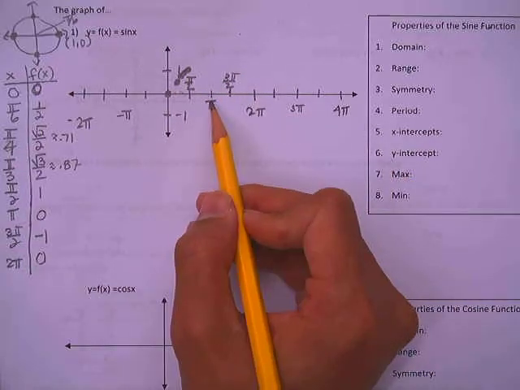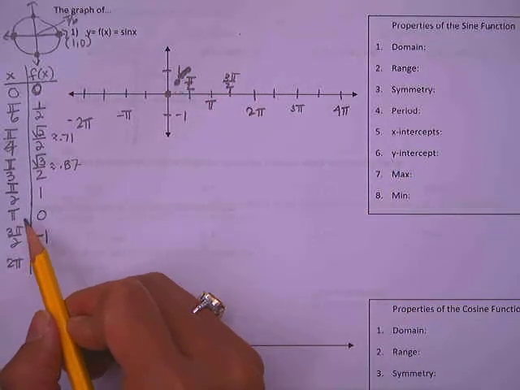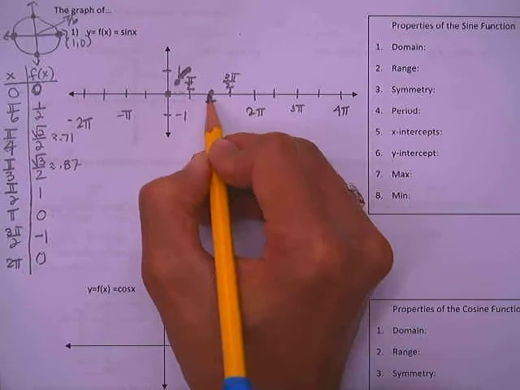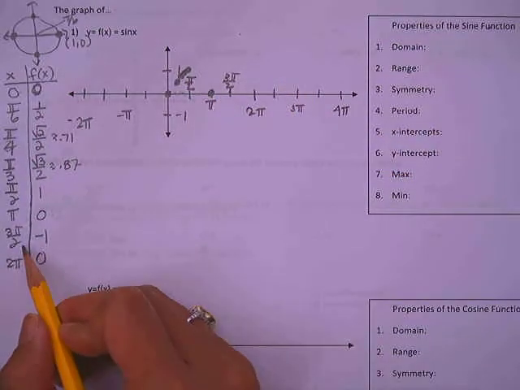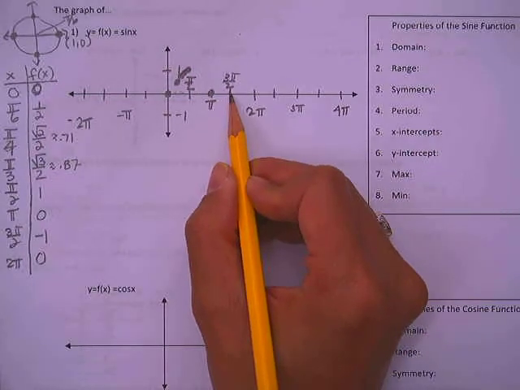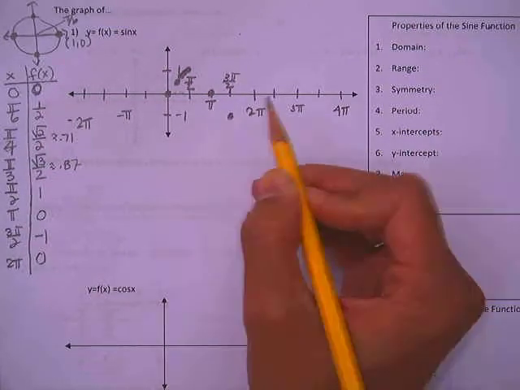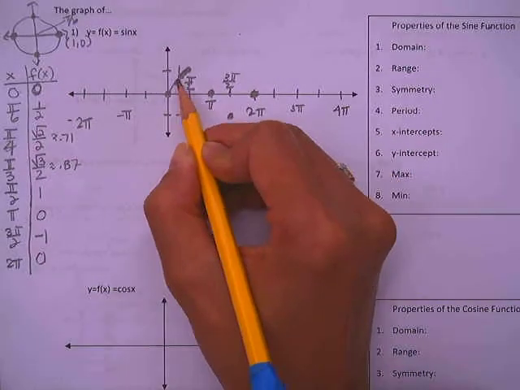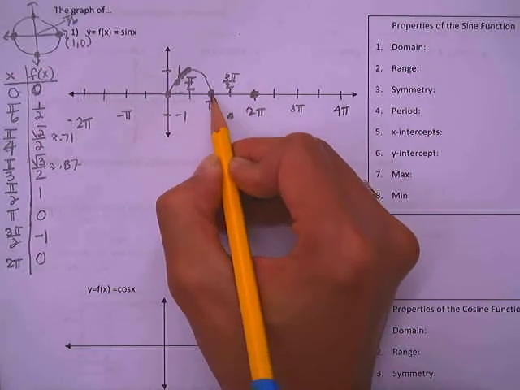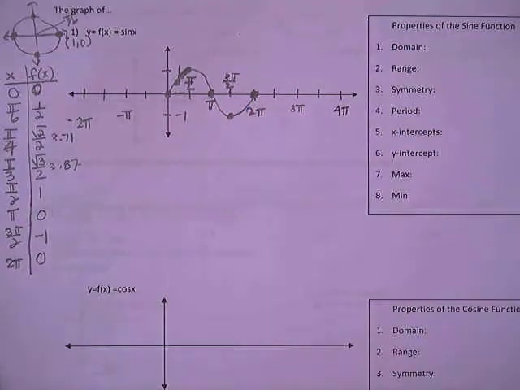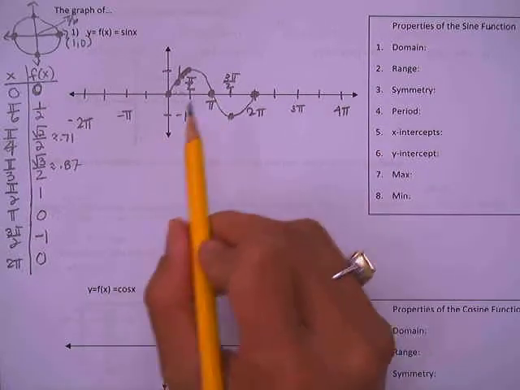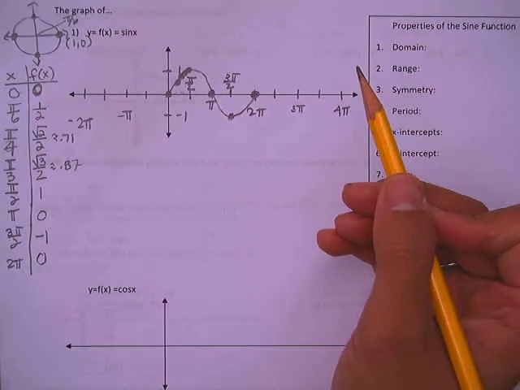Then the next one I have is going to be pi. When x is pi, y is 0. When x is 3 pi over 2, which is this piece, y is negative 1. When x is 2 pi, y is back at 0. So this is sort of my curve, right? Check that out. Isn't that beautiful? This is what a sine curve looks like. And I'm just going to repeat this pattern, okay?